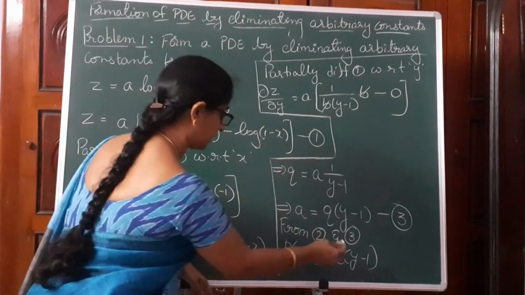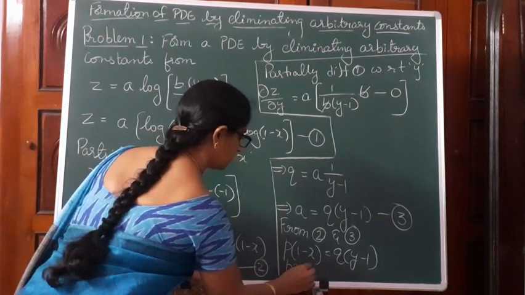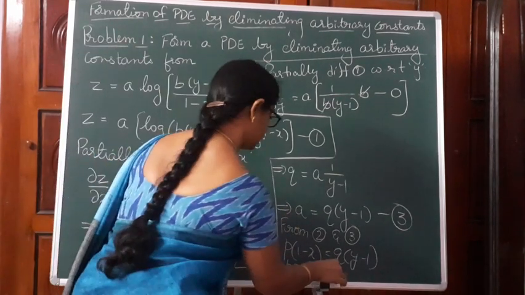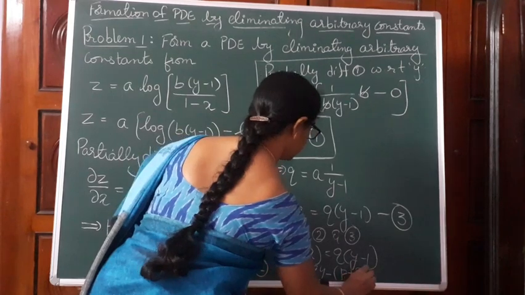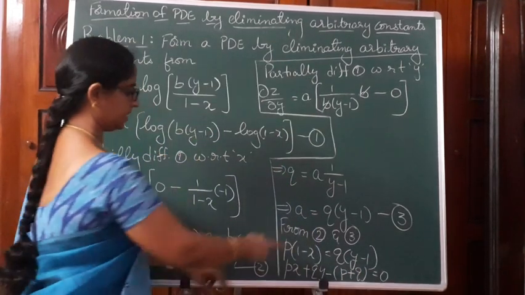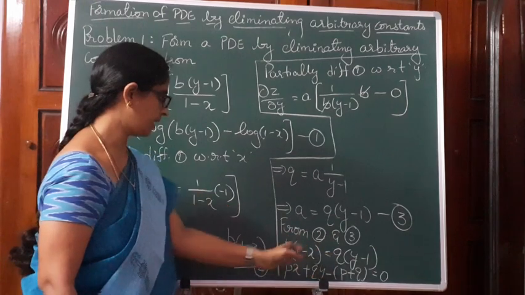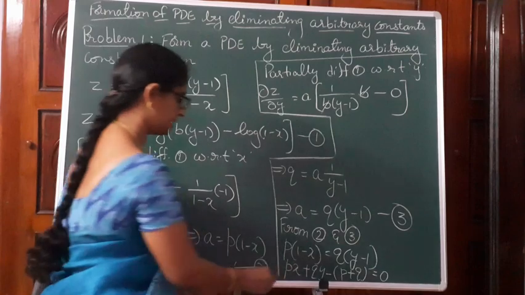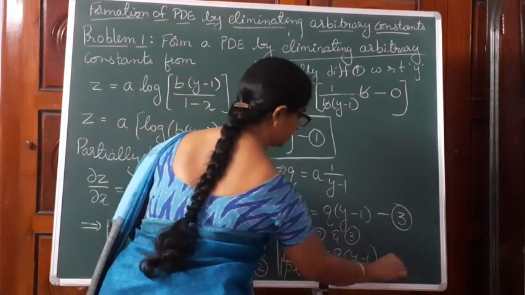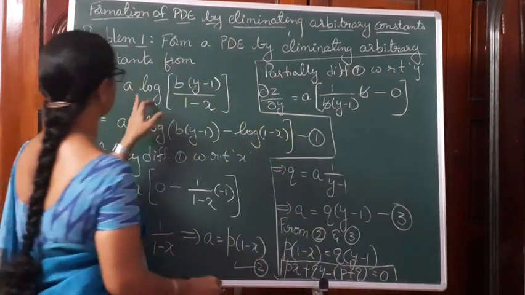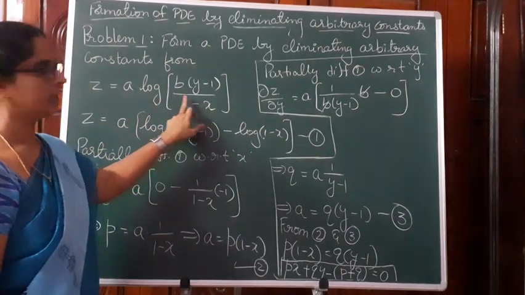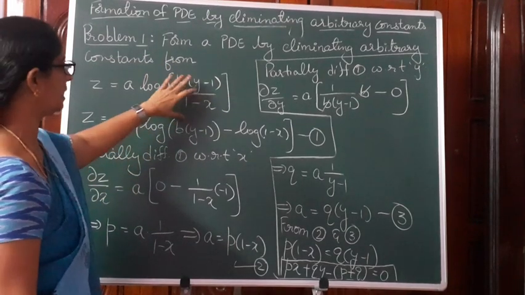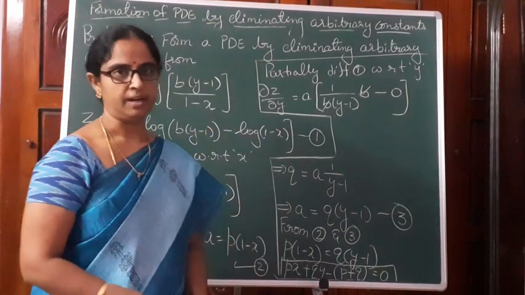We can write this as px plus qy minus of p plus q is equal to 0. So if we simplify this, we get px plus qy minus p minus q, that is minus of (p plus q), is equal to 0. So this is the required partial differential equation by eliminating the arbitrary constants a and b. Okay. So here we have written log a by b as log a minus log b. Otherwise, even if we directly differentiate, we can work it out.